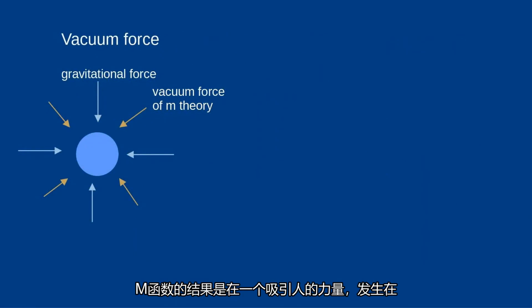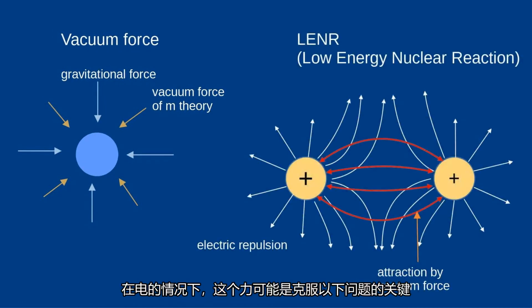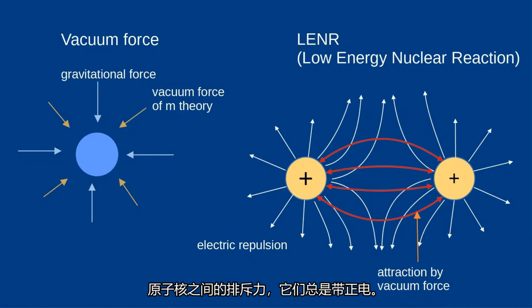The m function results in an attractive force that occurs in addition to electromagnetism and gravity. We call it the vacuum force. It has no classical counterpart and can only be described using ECE theory. In the electrical case, this force could be crucial in overcoming the repulsive forces between atomic nuclei, which are always positively charged. This could then be an explanation for the low-energy nuclear reaction, LENR, the mechanism of cold nuclear fusion. This represents a new energy source.